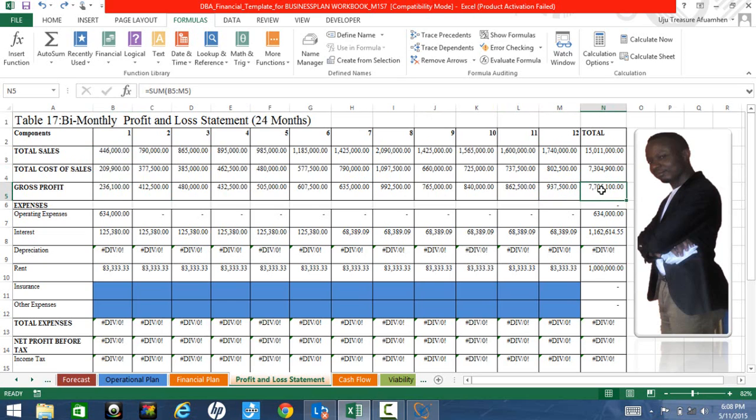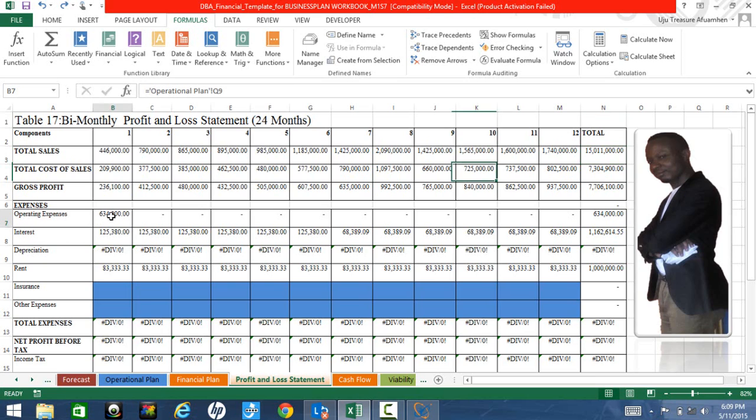Now, what you have here is the summation of B5 to M5. This is B and this is 5. So when you add this to this to this down to this, it gives you this. That is clear. This same thing, summation of this, and this, the summation of this. That one is clear. Let's move straight now to the section that handled expenses.